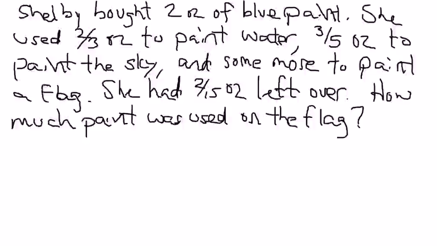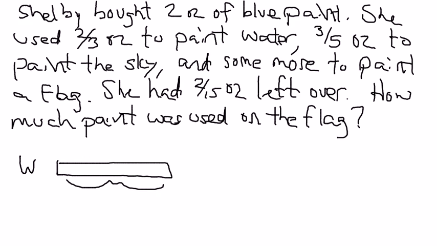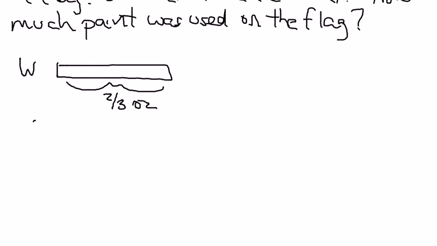So we're going to use a tape diagram, and we're going to use a comparison model of that to see what's going on here, because this is a fairly complex problem. So we know that Shelby had 2 ounces of paint, and for water, draw my little bar there, she used 2/3 of an ounce. We know that for the sky, she used 3/5 of an ounce.